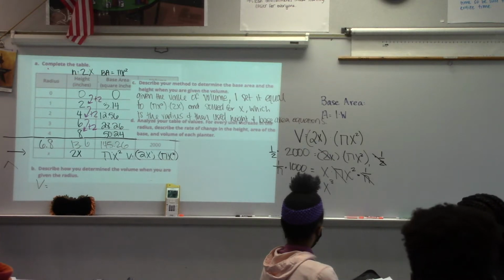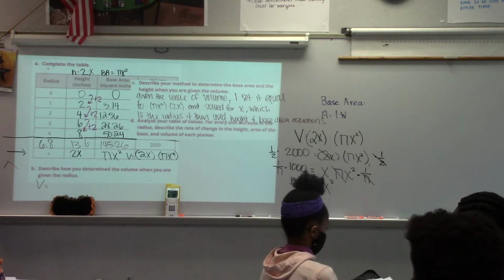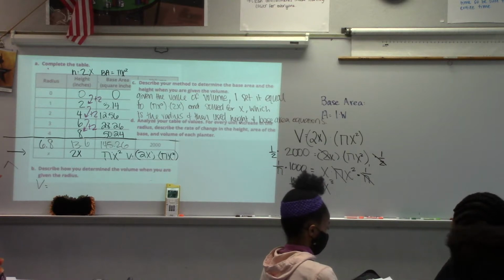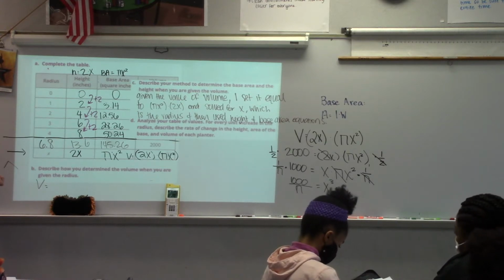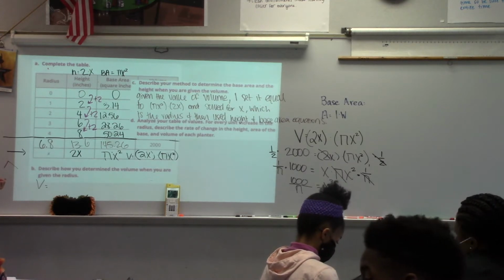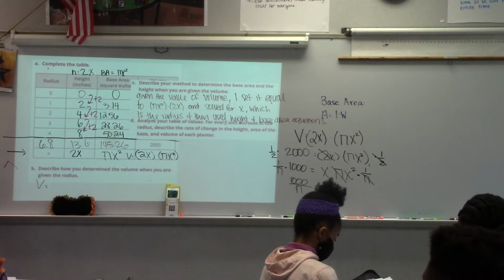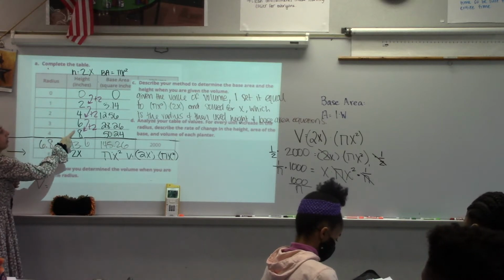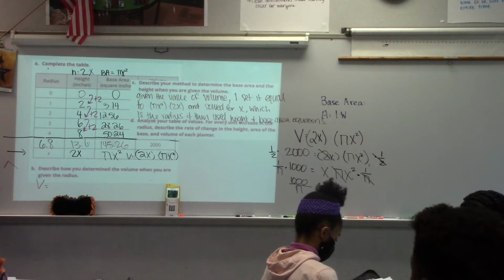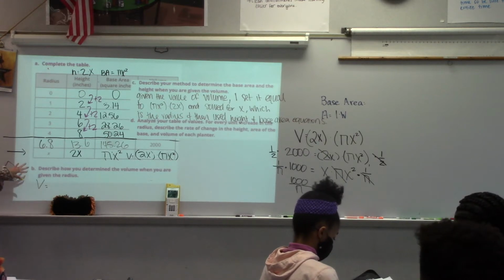Okay. Could you tell me that the height is linear by just looking at the equation for it? Why not? What's the equation for height? 2 times it. Is that a linear function? Yes. So what makes it linear? Okay, so that constant, we're constantly adding 2 to the height to get this radius.